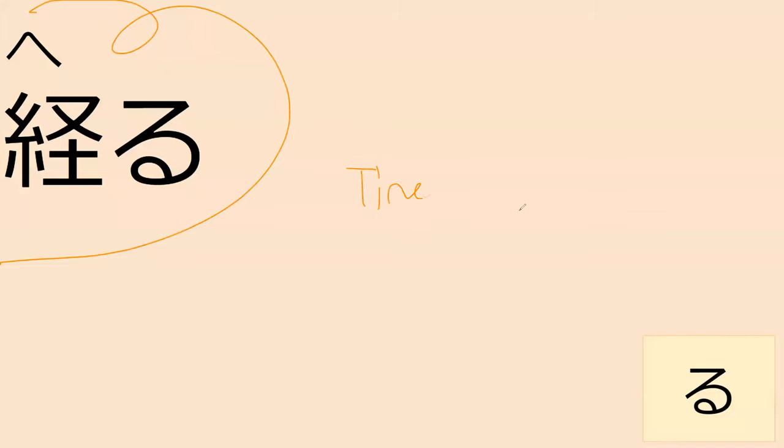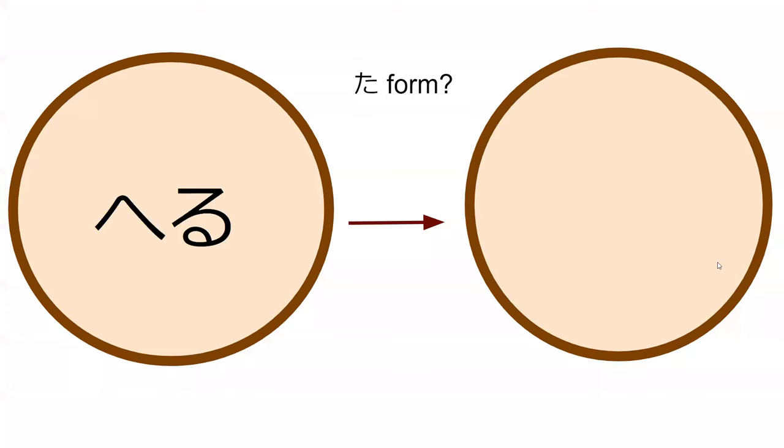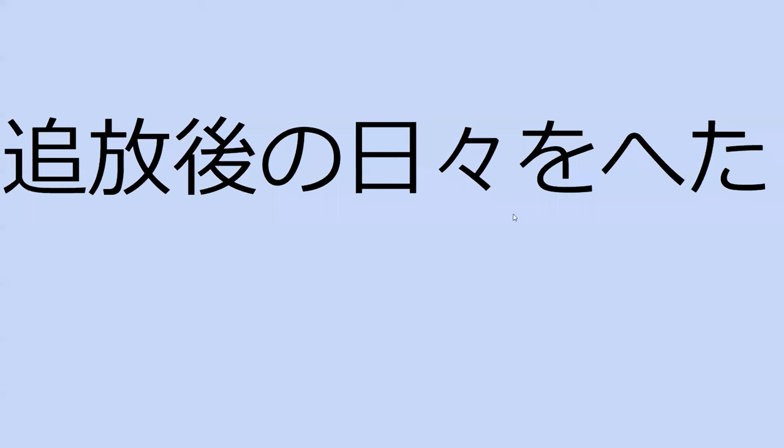Has to do with time. It actually means the past time. Heru. And this is a u verb. What is the ta form of this to past time verb? The ta form. I don't know what I said earlier. Heta. Yeah, heta. Perfect. Can you read this for me?